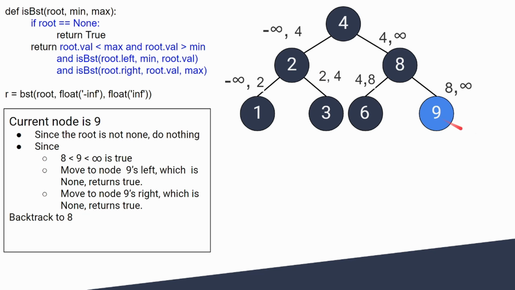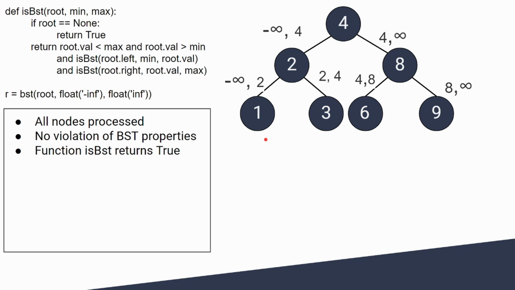At node 9, since the root is not none, you do nothing, and then it's in between 8 and infinity, so you go to its left, and then right, and then back to 8. Since all the nodes are processed and there is no violation of the binary search tree properties, the function isBST will return true.